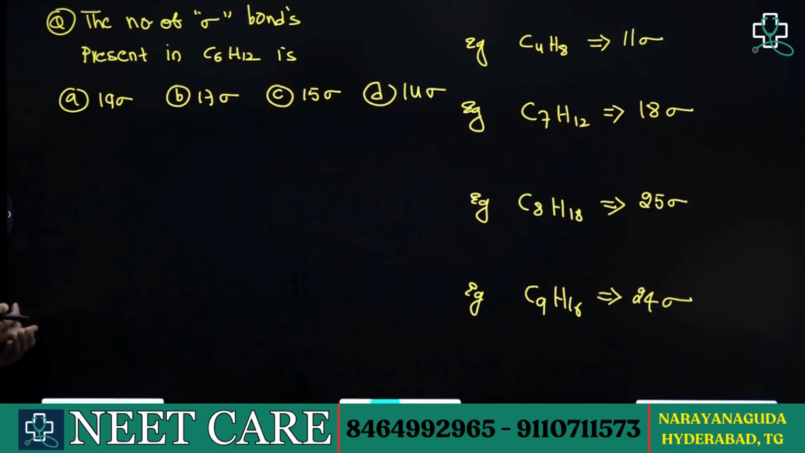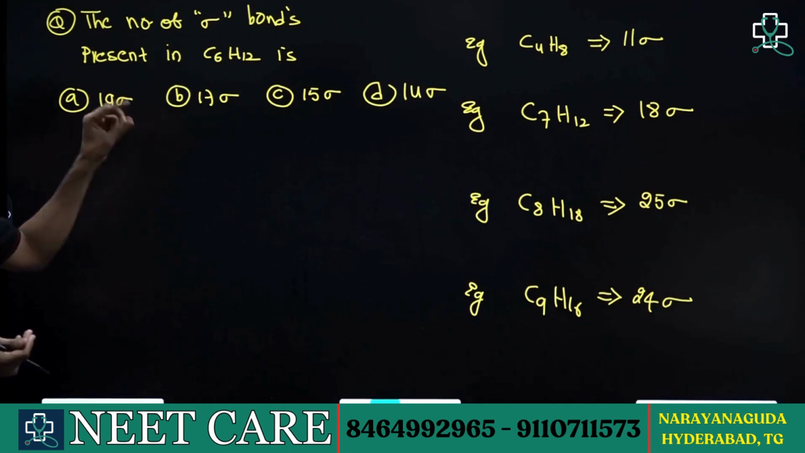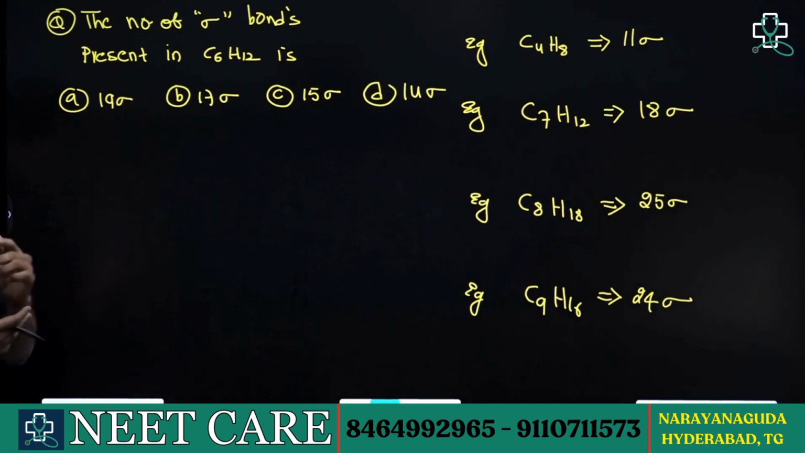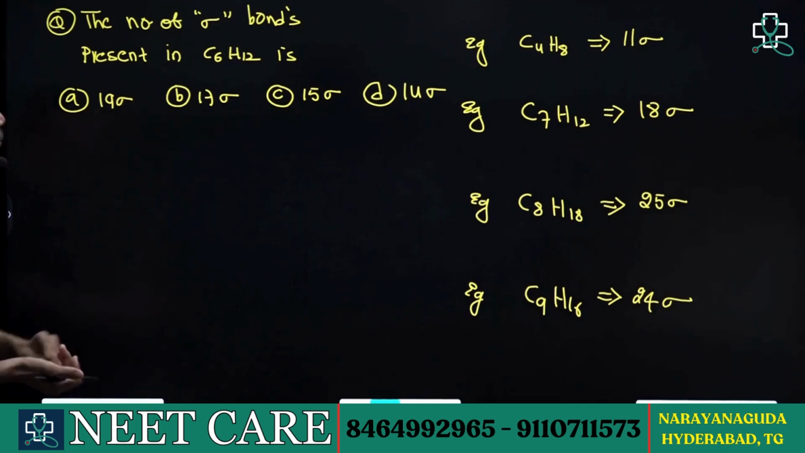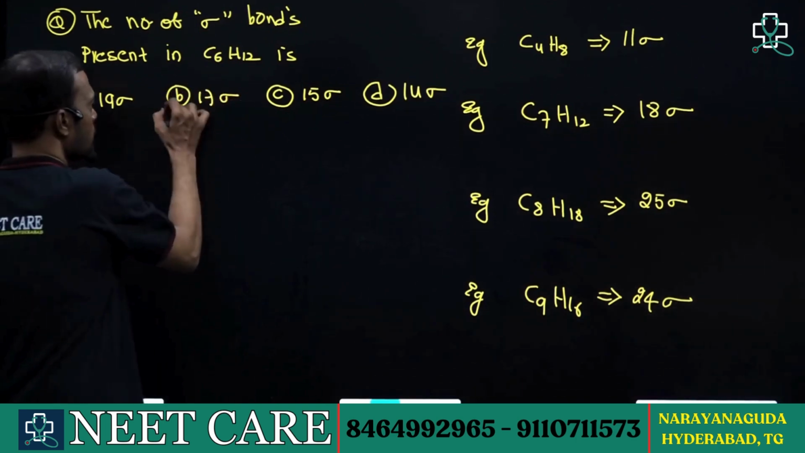How many sigma bonds are present in C6H12? Is it a double bond or triple bond? Double bond. Double bond means it is an alkene. Number of carbons multiplied by 3, minus 1. 6 into 3, 18 minus 1. 18 minus 1 is 17 sigma.